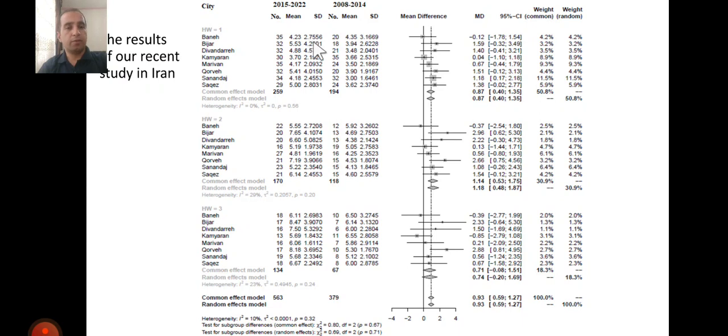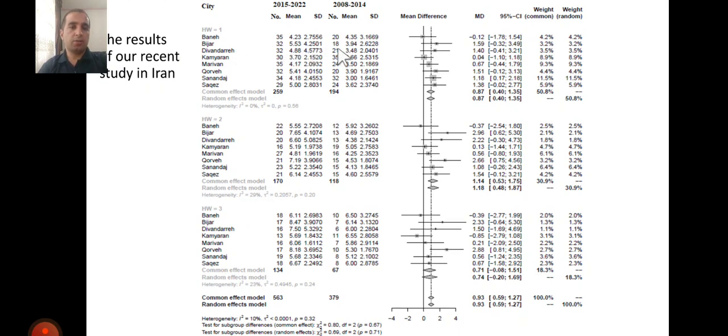So the first column shows the number of heat waves, and this column shows the number of heat waves as well, but in the second period. As you can see, in the first period the number of heat waves was lower than in the second period. In other words, in the second period we have seen more heat waves. For example, in the city named Bane, in the first period we saw 20 heat waves, but in the second period it increased to 35 heat waves.